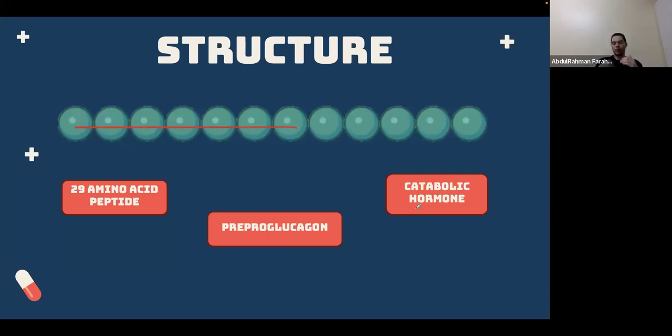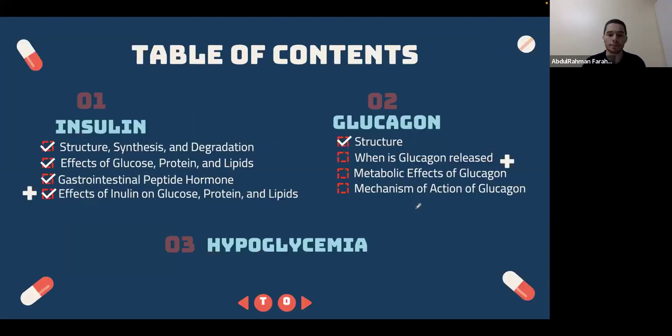We said insulin was anabolic, so you're building up. Glucagon would be a catabolic hormone, and so you're breaking down through glycogenolysis, or you could also build up through gluconeogenesis. But it's mainly a catabolic hormone because it breaks down glycogen, it breaks down lipids, triacylglycerols into free fatty acids, and it breaks down proteins. Now, when is the glucagon released? So glucagon would be released.